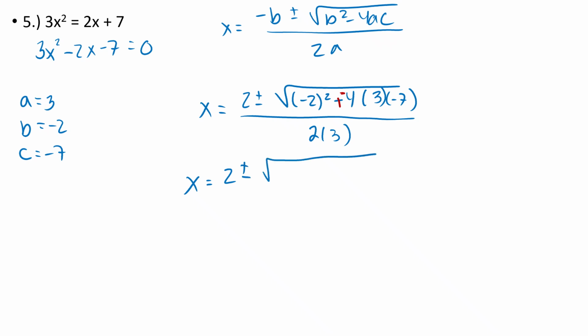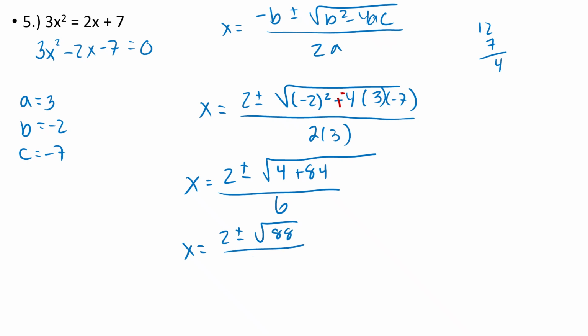Now, under the square root, -2 times -2 is 4. And then we're going to have, oh, this is lovely. Let's see, -4 times 3 is -12. And then -12 times 7 is 84. Over 6. And now we've got, what do we have there? The square root of 88. Okay, so that can be simplified.